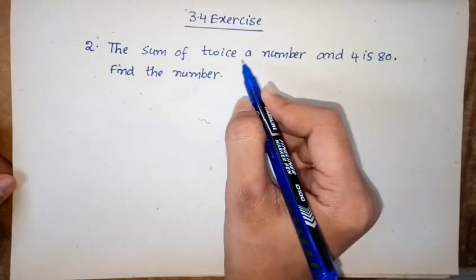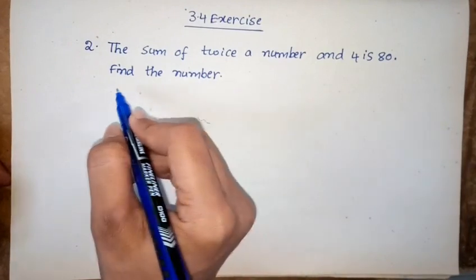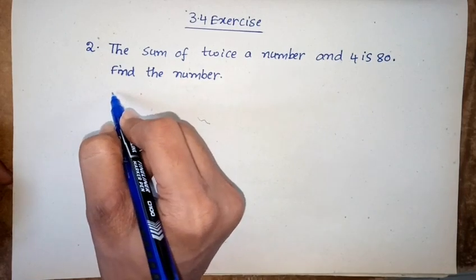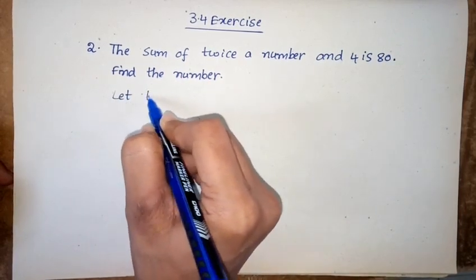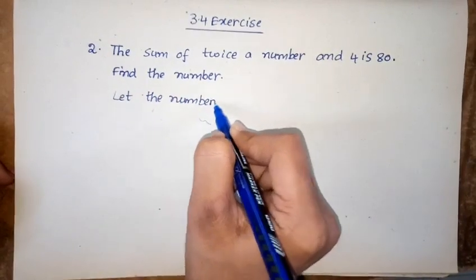Next problem, the second one. The sum of twice of a number and 4 is 80. Find the number. In the problem, which number should we find? Consider the number, it is equal to x. So let the number be x.